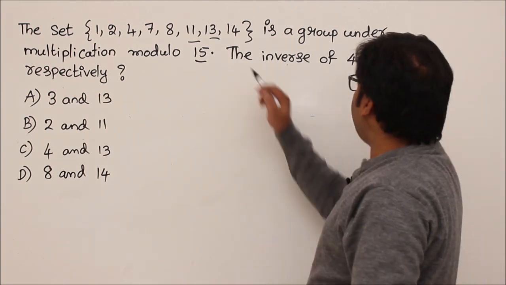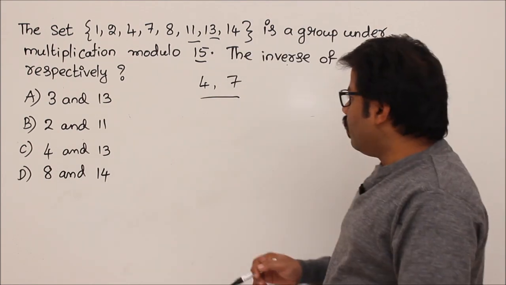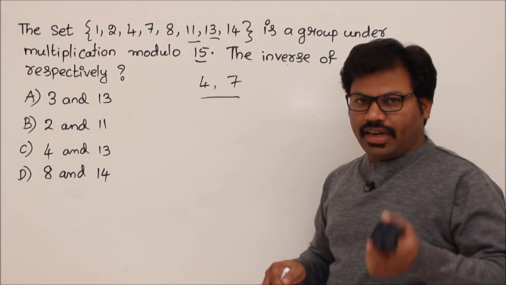Now the question is, what is the inverse of 4 comma 7? Very easy problem. To understand inverse, first of all, inverse and identity element are connected, correct?